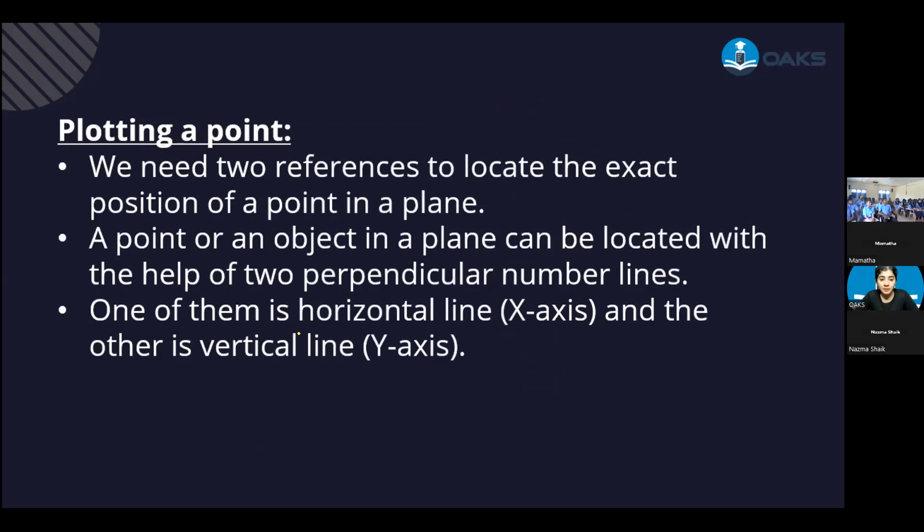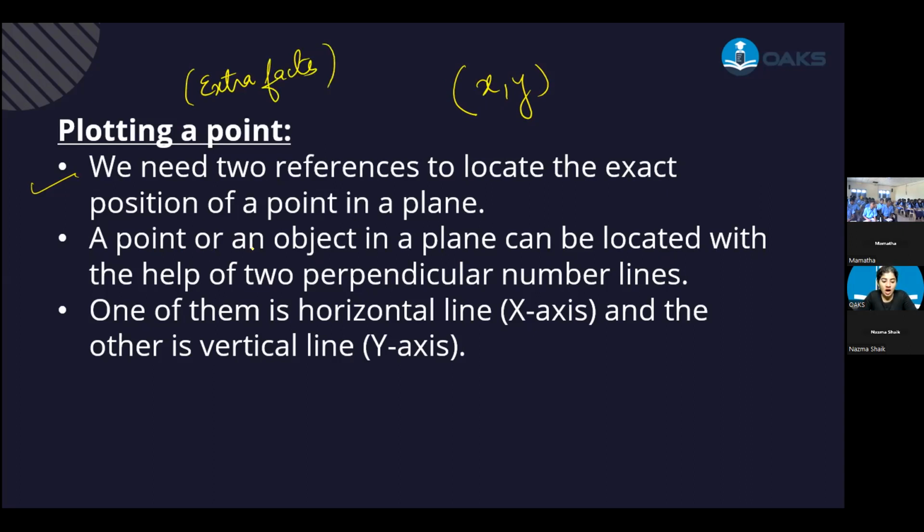So next, what we are doing is just revising the plotting of a point. Now we need two references to locate the exact position. We always need two. X and y will be two references to locate any point in the exact position. A point or an object in a plane can be located with the help of two perpendicular lines. These are just extra facts that you already know, but in a different language.